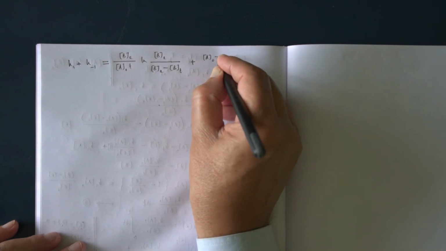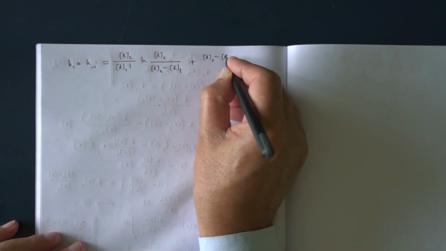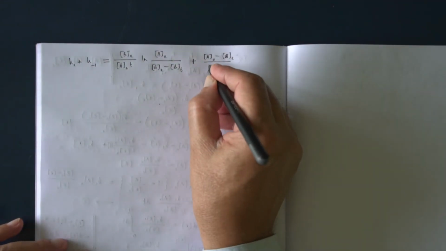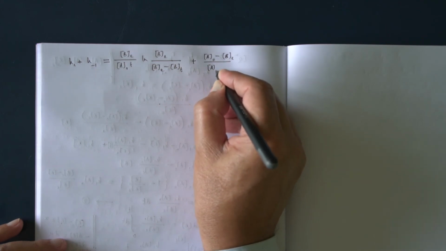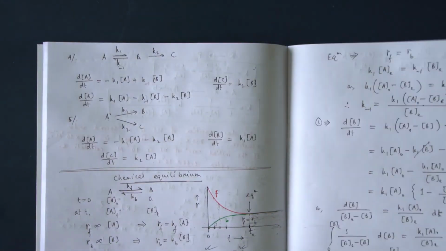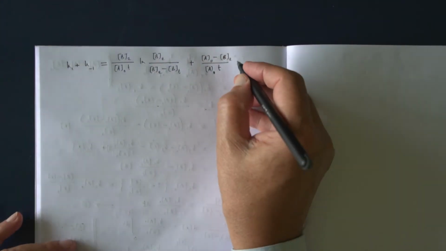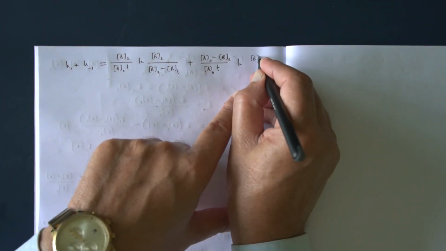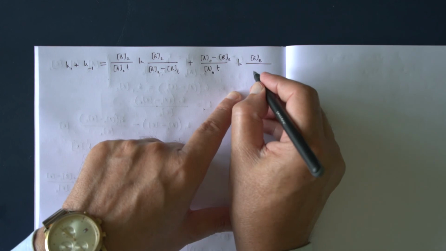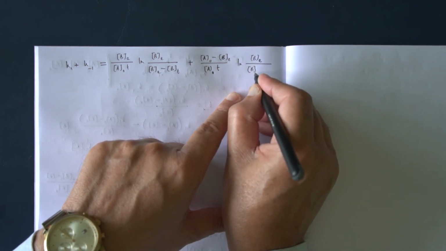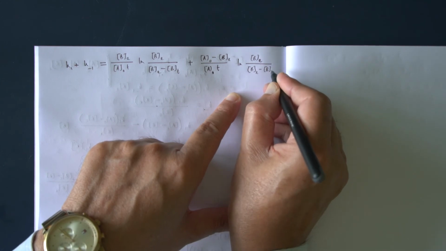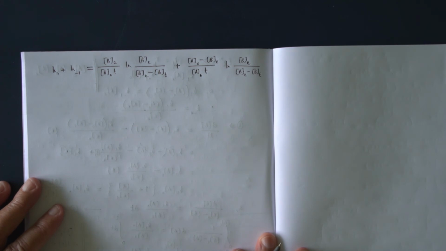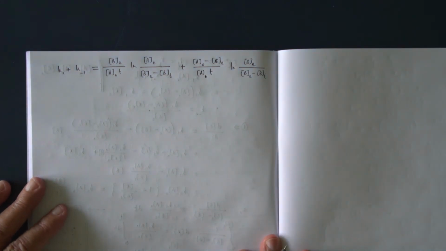a naught minus be by a naught t, ln be by be minus bt. Okay, so this is k1 plus k minus 1.